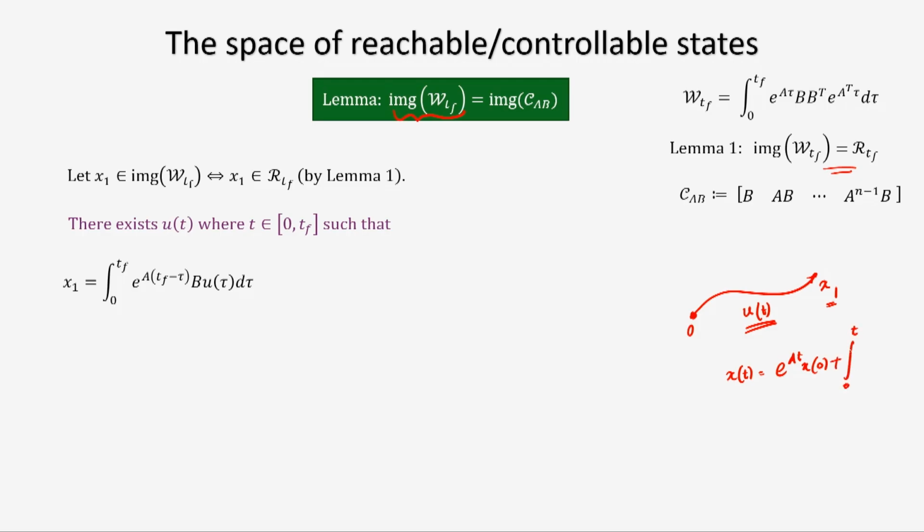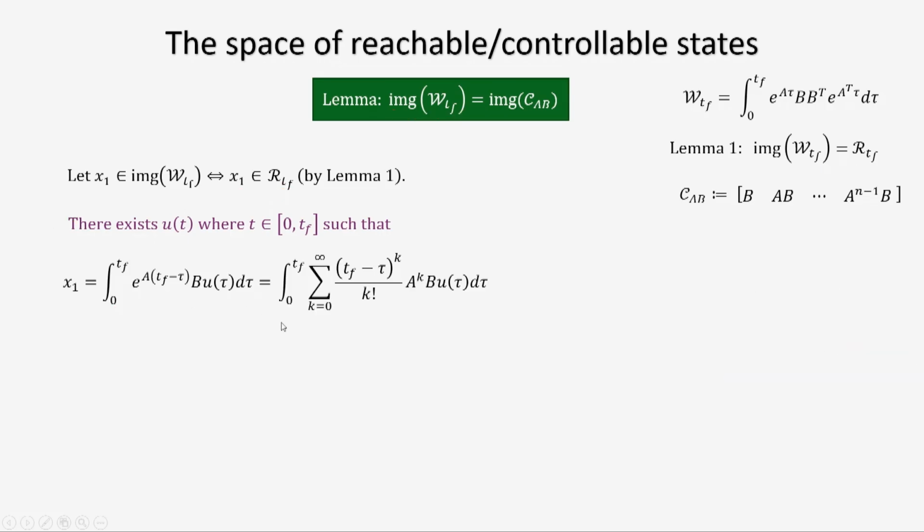0 to t e to the power of a (t minus tau) b u(tau) d tau, this is coming from this equation, but here this part is 0. So, we have x(t) is x 1 here. So, this is what I am writing, x 1 equal to integral 0 to t f of this. Okay, this is true. Why is this true? Because x 1 belongs to the set of reachable states. So, I can always find an input, say u(t) is that input, that must satisfy this.